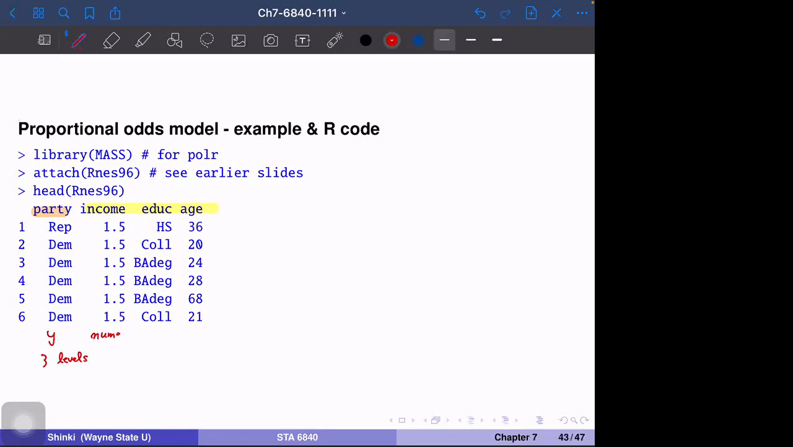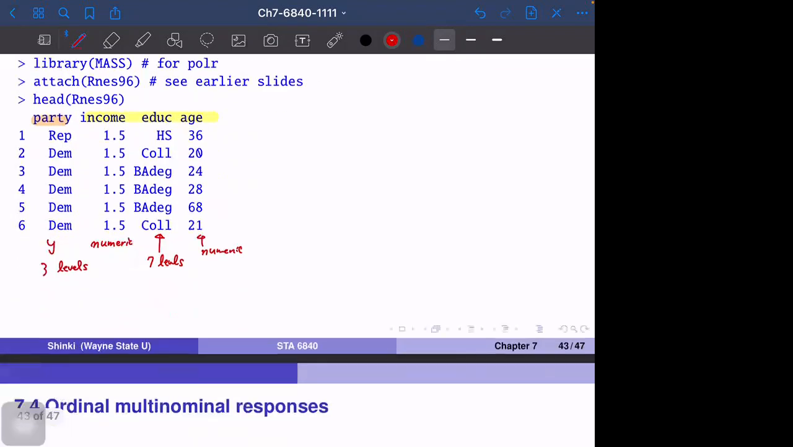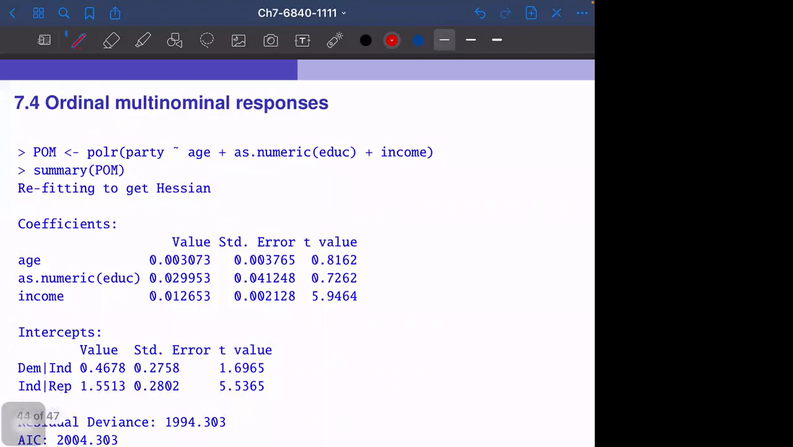Educational level is actually an ordered variable, but we just make it a category, and we have 7 levels. And the age. Age is just a numeric variable. Later we will also make education a numeric variable because it's ordered from middle school graduate to graduate degree. So in short, the Y is the ordered variable and the others are numeric variables.